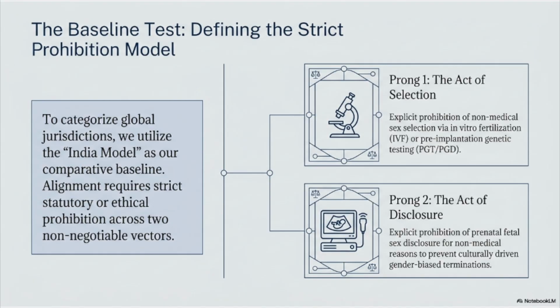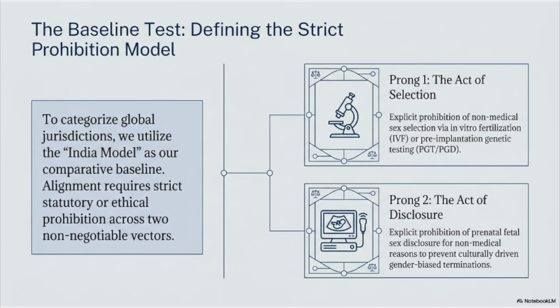Now let us look at how India's model compares globally. To categorize jurisdictions worldwide, the India model is used as the comparative baseline. Alignment with this baseline requires strict prohibition across two non-negotiable vectors.